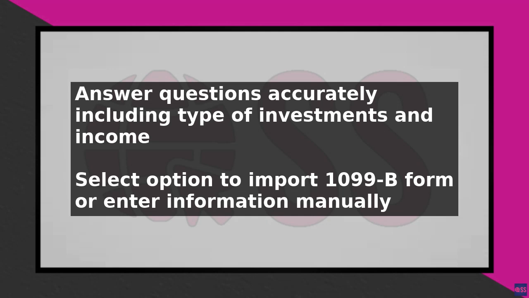When you reach the section on investment income, select the option to import your 1099-B form from your brokerage firm or enter the information manually. If you have multiple 1099-B forms, you will need to enter each one separately.